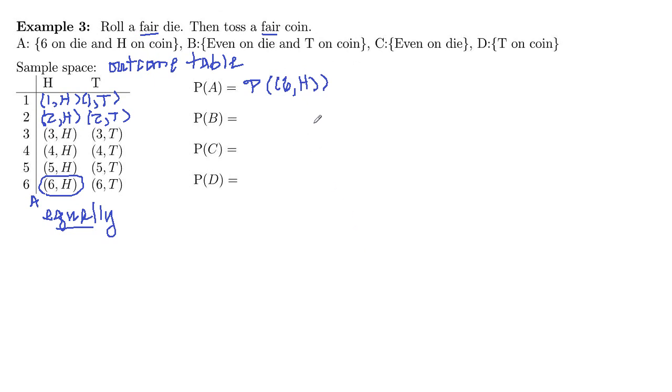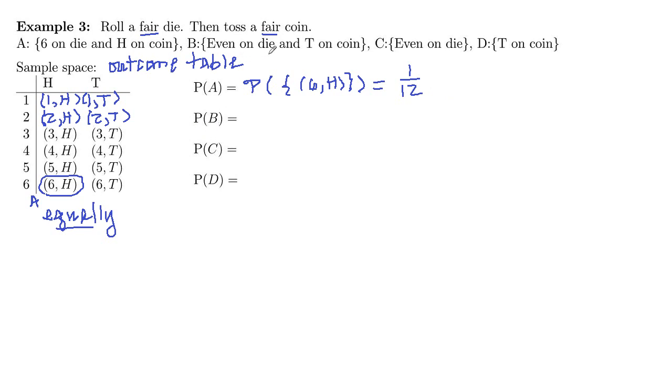Actually, an event is a set, so we probably should do the set containing the outcome 6 heads. And this is only one sample point. You've got 12 sample points that are equally likely. This is 1 out of 12. So desired outcomes, 1 sample point that we are desiring, and then 12 total sample points in the sample space and equally likely.